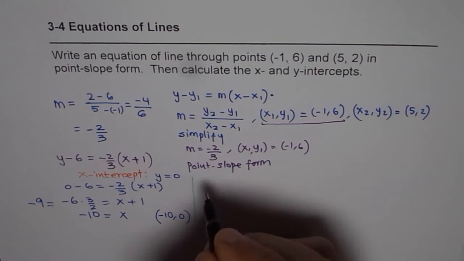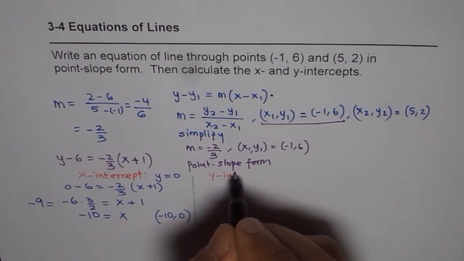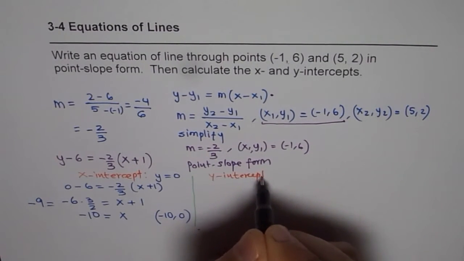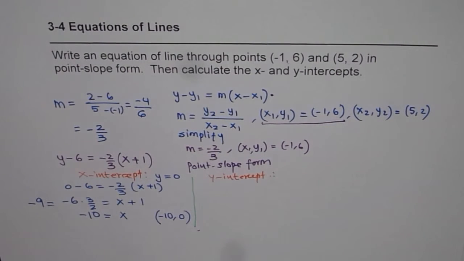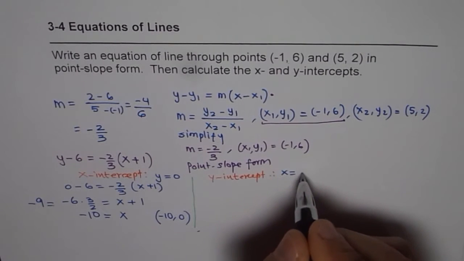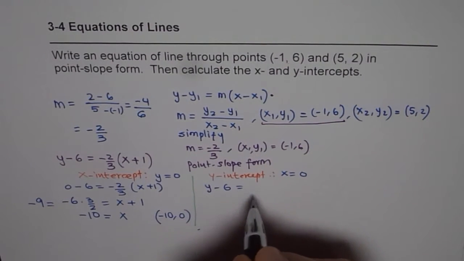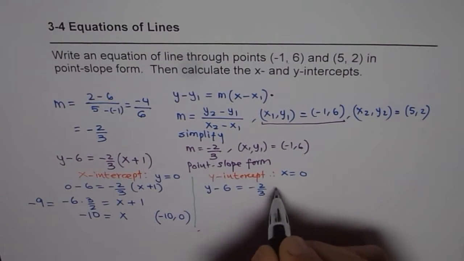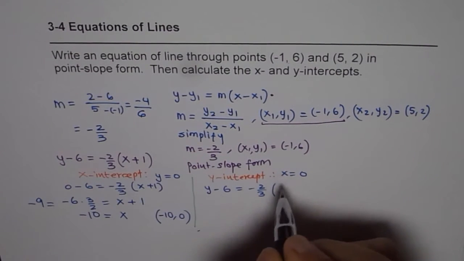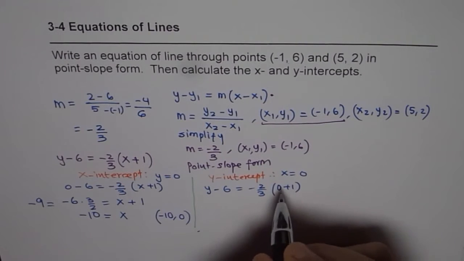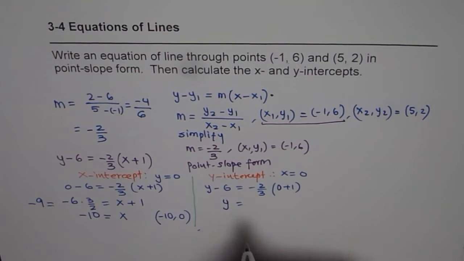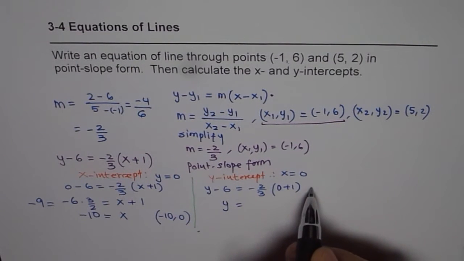Now let's try to find out what is the y-intercept. Y-intercept is a point where x is equal to 0, right? So now x equals 0. So in the same equation, which is y minus 6 equals -2 over 3 times (x plus 1), we'll substitute x as 0, so we get 0 plus 1. So we can write this as y equals... we'll add 6 on both sides, right?